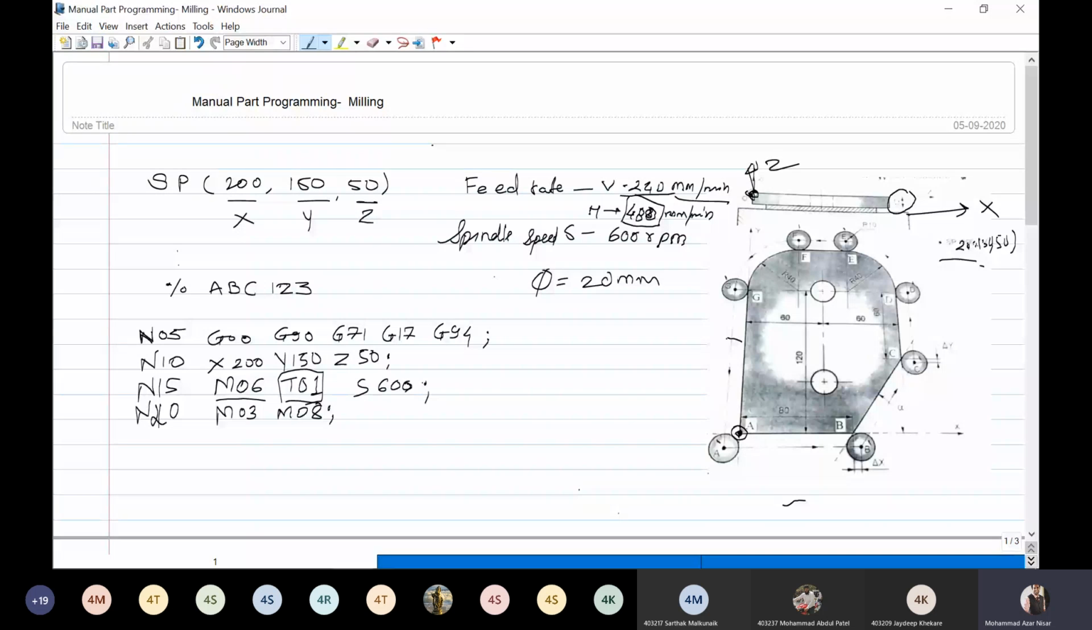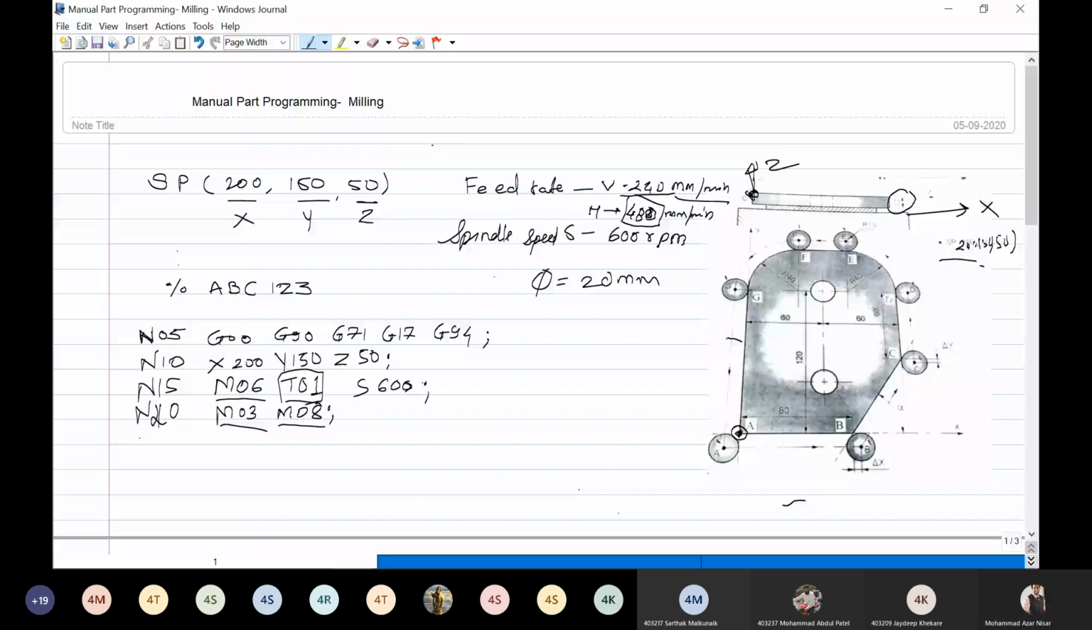So what I have done: first I have moved that tool to the X and Y coordinate, right? And then I changed the tool to T01, and I have set the spindle speed, that is 600 RPM. Then I have started the spindle M03. Then I have started the coolant.